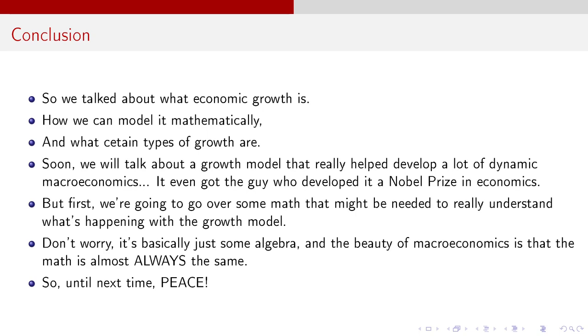This concludes the chapter for now. So we talked about what economic growth is. We talked about how we can mathematically model it and what certain types of growth are. Soon we're going to be learning about a growth model that actually helped develop a lot of dynamic macroeconomics, and the guy who got a Nobel Prize in economics. Unfortunately, he also died like two weeks ago. Rest in peace, Bob Solow.